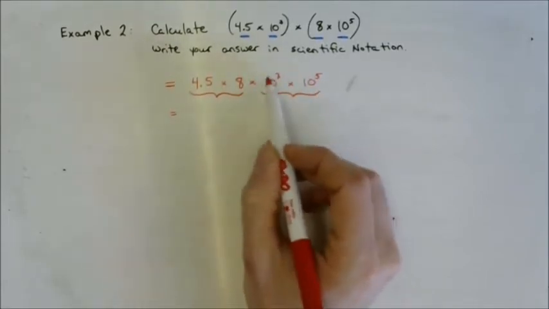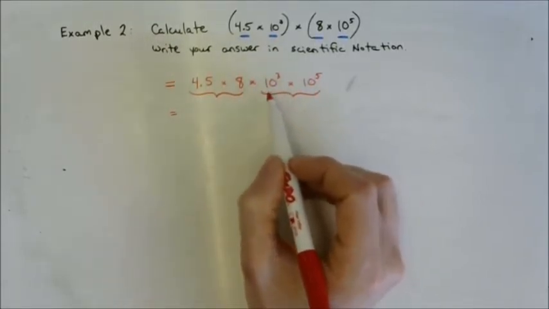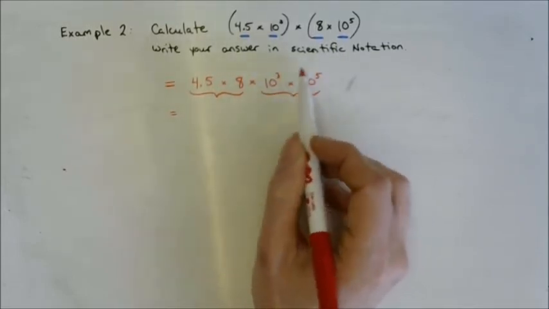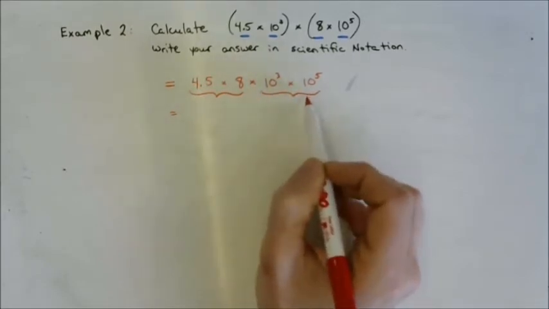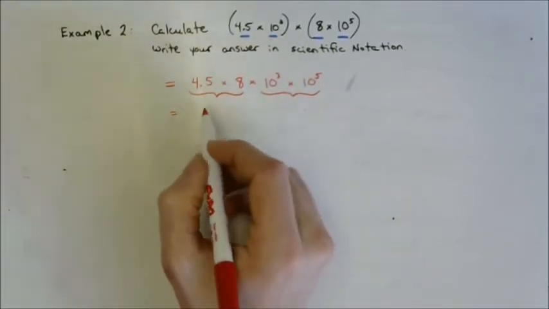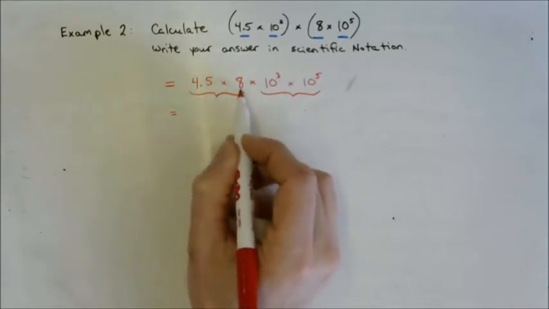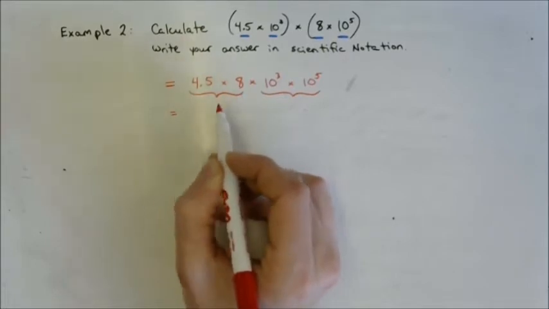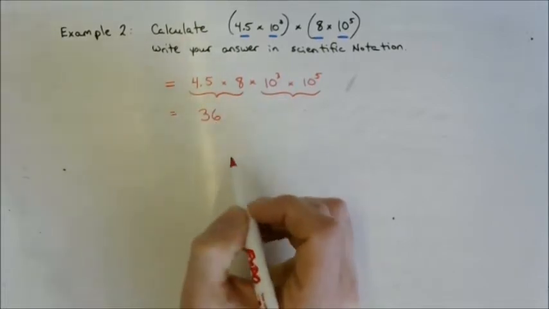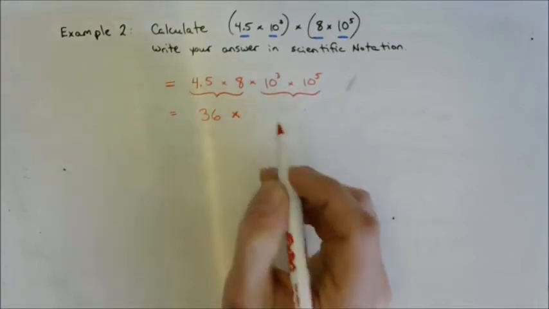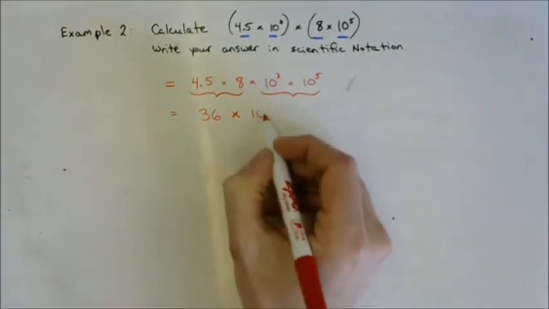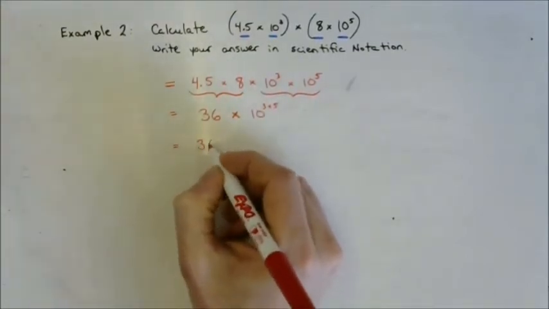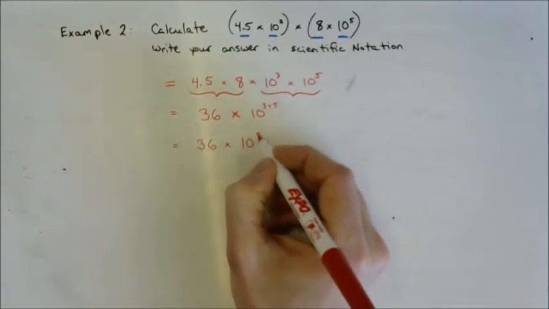Well, this together is just applying our rules of exponents, right? We have two powers with the same base being multiplied together. So what's the rule for putting these together? We add the exponents. So here we'll do this first. We have 4 times 8, which is 32, and then we have another half of 8. So 32 plus 4 is 36. We still have this multiplication sign in the middle, but now we have, and I'm going to write each step, we have 10 to the power of 3 plus 5, which is 36 times 10 to the power of 8.